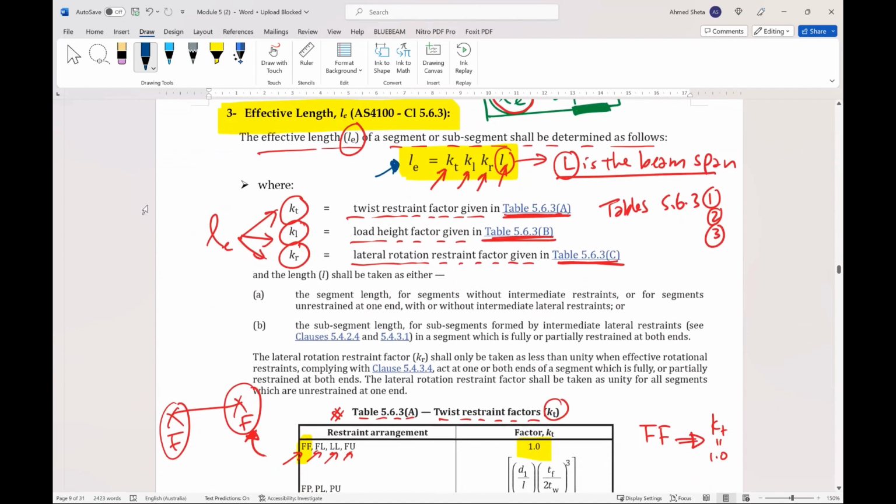There's also some notes here. L can be taken as a segment length for a segment without intermediate restraint. So this means that L is the beam span or the beam length, as we mentioned. The other case is the subsegment length for a subsegment formed by intermediate restraint. So you can ignore this too and only take L as the beam length.